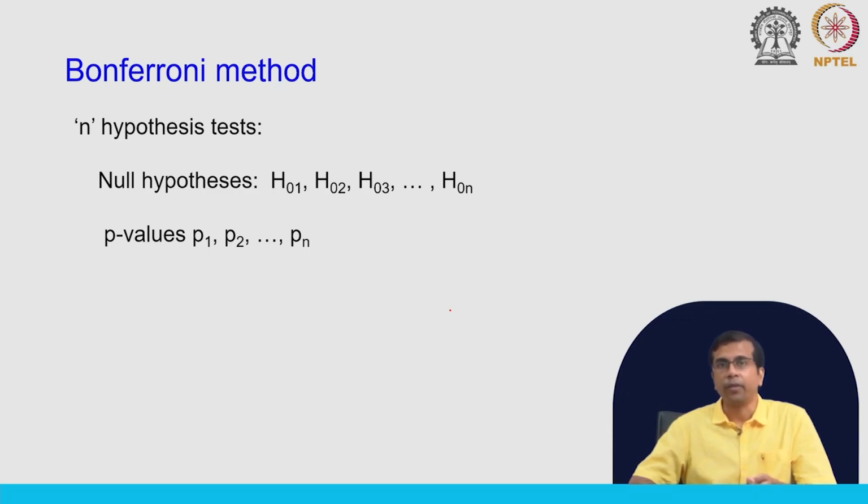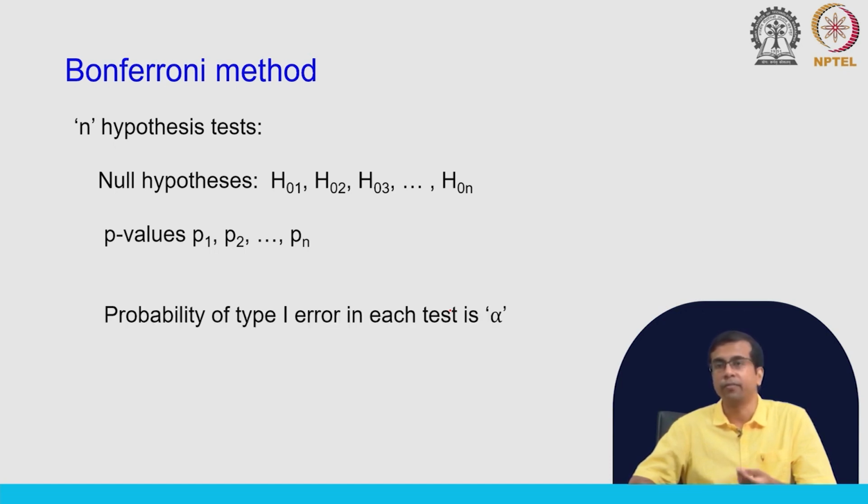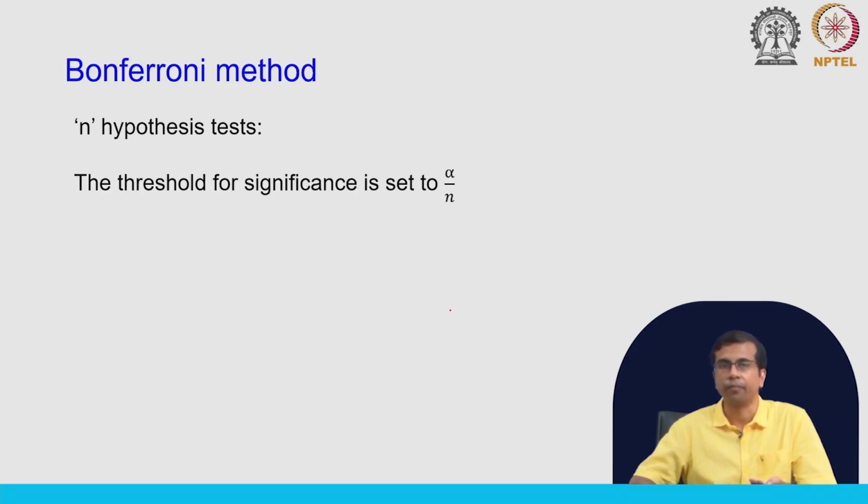Now, also imagine that corresponding to all these statistical tests, we get these p values p1, p2 up to pn. Also remember that the probability of type 1 error in each test is alpha. So, alpha is the probability of type 1 error in each statistical test. Now, the goal is to keep this alpha at the same level after doing these n tests. We do not want this alpha to increase or the number of false positives to increase.